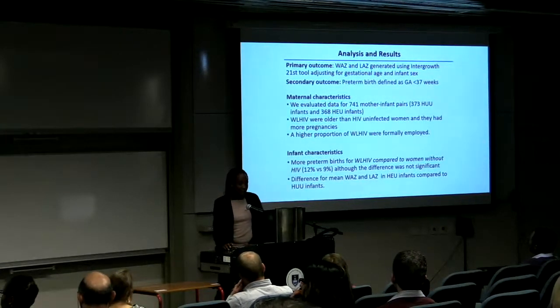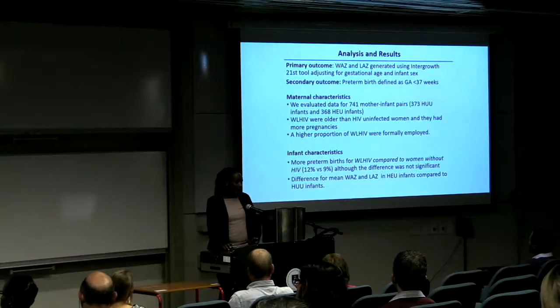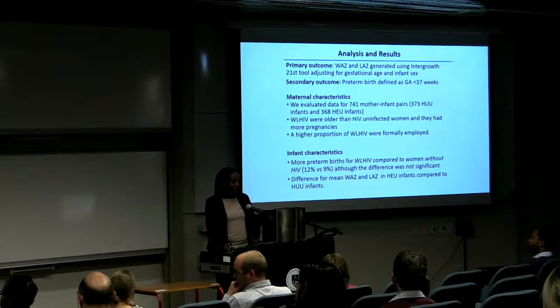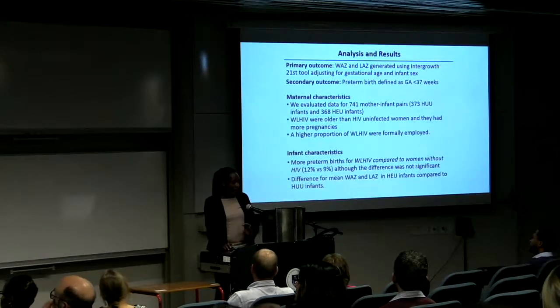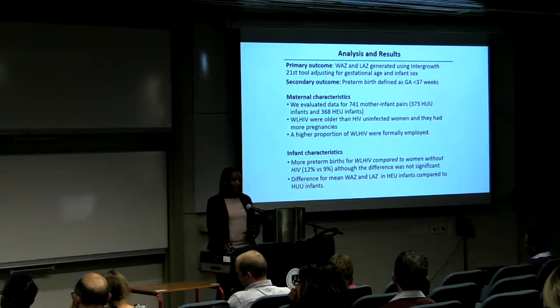So we evaluated data for 741 mother-infant pairs, with 373 HEU infants and 368 HUU infants. We observed that women living with HIV were older than HIV-uninfected women, and they had more pregnancies. And a higher proportion of women living with HIV were formally employed. And then we observed more preterm birth for women living with HIV compared to women without, which was 12% versus 9%, although this difference was not significant.